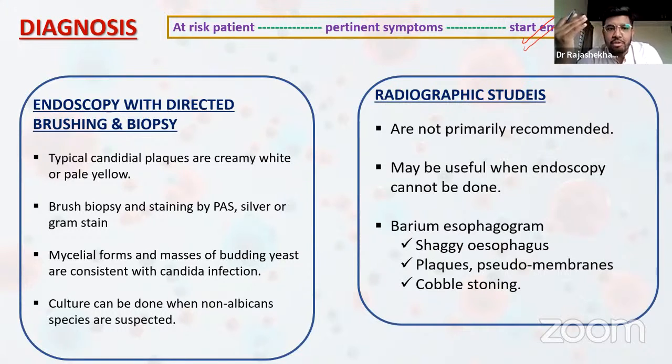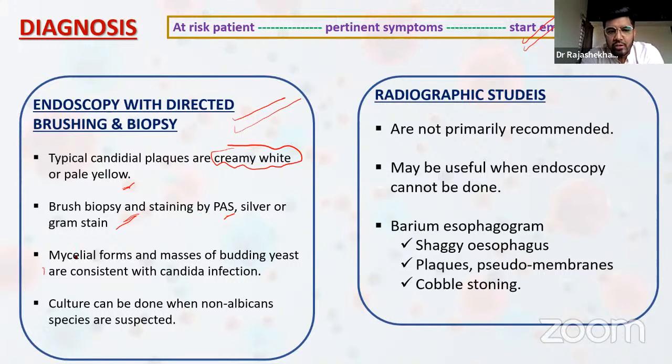So how can you diagnose this patient? The diagnosis is mainly based on the endoscopy along with directed brushing and biopsy of the site involved. Typical candidal plaques, we know, are creamy white, curd-like, or sometimes pale yellow. From the particular site, you take the biopsy or brush, and you can stain by periodic acid-Schiff, silver, or Gram stain.